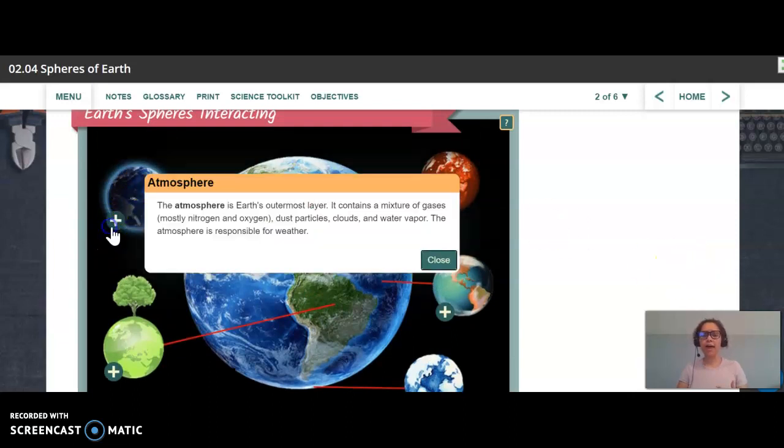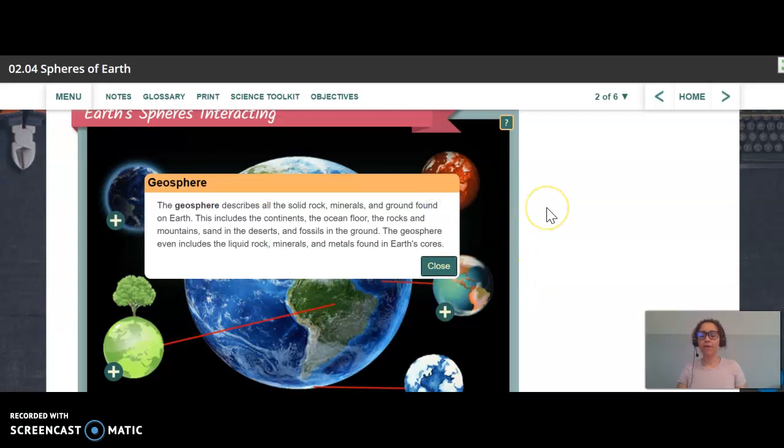So we have 5 different spheres that work together in order to make up the Earth system. The first one that we're going to look at is the atmosphere, and it is the outermost layer of Earth, and it contains a mixture of gases, dust particles, clouds, and water vapor, and it's responsible for the weather. We also have the biosphere, and the biosphere contains all living organisms. So this can be plants, animals, humans, and then anything that lives in the water, so any marine life. We also have the geosphere, and the geosphere is what we were focusing on the first few lessons when we were looking at landforms, weathering, erosion, and deposition. And it describes all of the solid rock, minerals, and ground found on Earth.